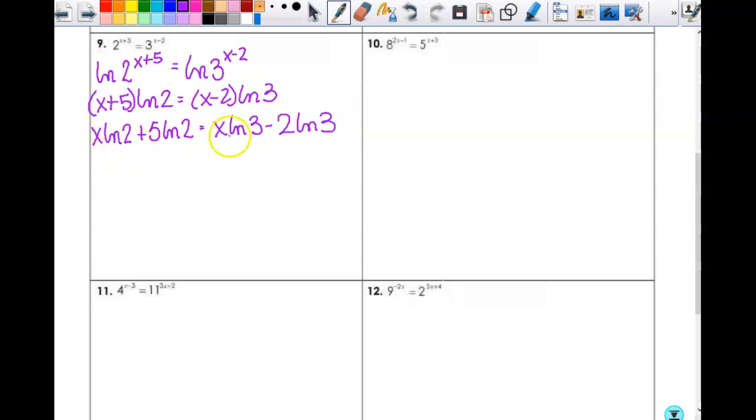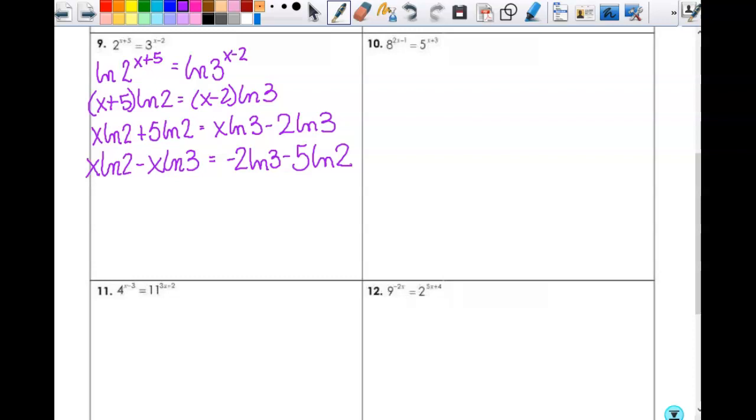So this is good here, but I'm going to subtract this and get x times the natural log of 2 minus x times the natural log of 3 equals, and then I'm going to have this moved over here. So I'll get negative 2 natural log of 3 minus 5 natural log of 2. So all my x terms are on the left-hand side. Everything that's not an x term is on the right-hand side. Okay. What questions do you have about that?